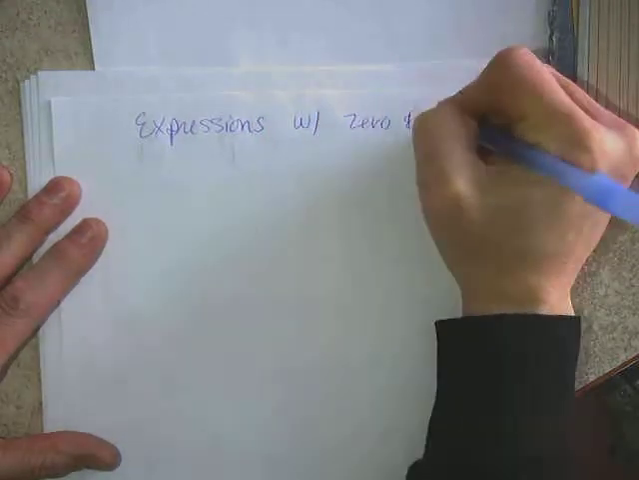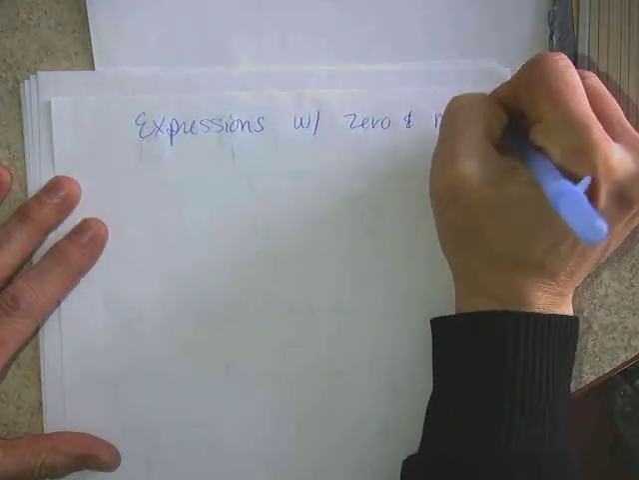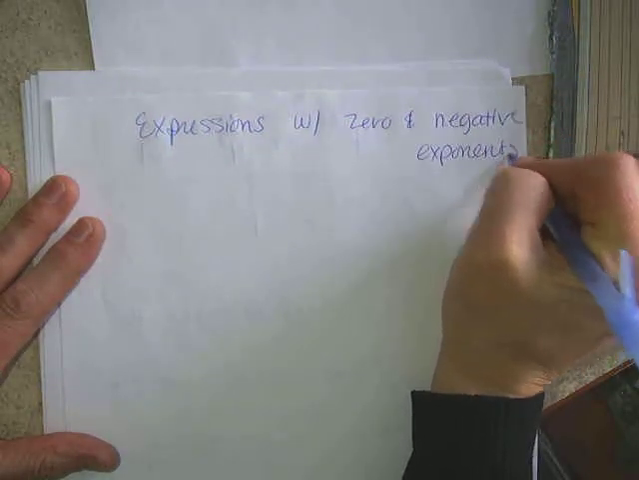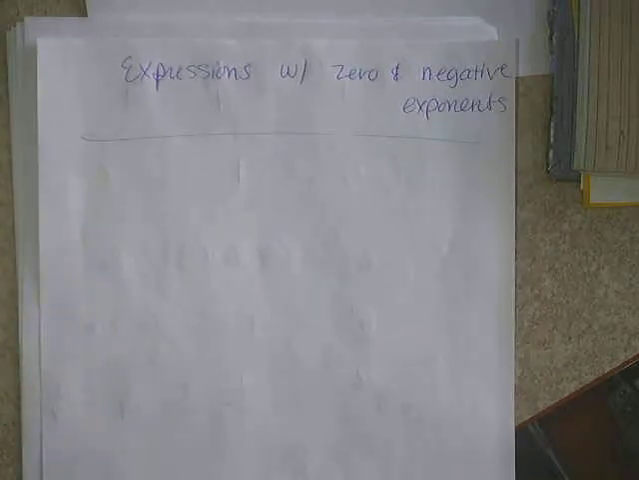with 0 and negative exponents. And these expressions will get bigger and more involved as we add rules to the list.